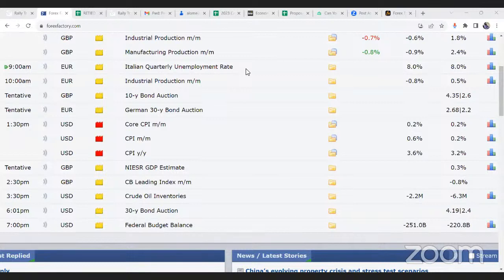How do you see the data before 1:30? You can't see the data before 1:30. The data is going to be released by 1:30. So you need to be on Forex Factory. I'm on Forex Factory now. You can just hold on. We are going to see the data when it comes out here. You understand? Here.